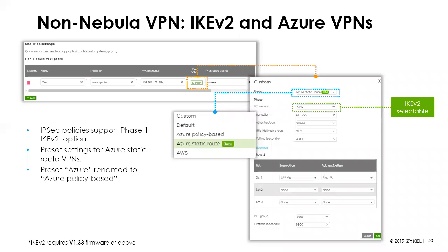So this is also showing here, we've now added support for non-Nebula VPNs, IKEv2 based, which includes your Azure VPN. So if you're using Azure cloud services, you can now create a VPN tunnel between the Nebula NSG gateway and that Azure cloud there. We give you two choices here, policy-based or static route.